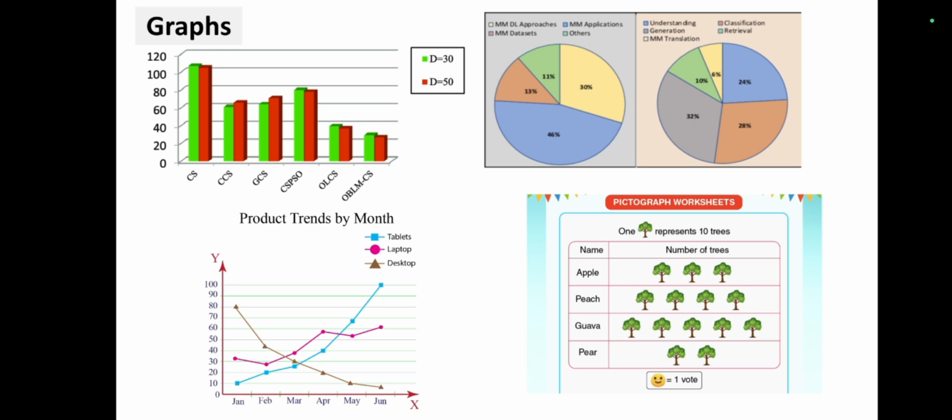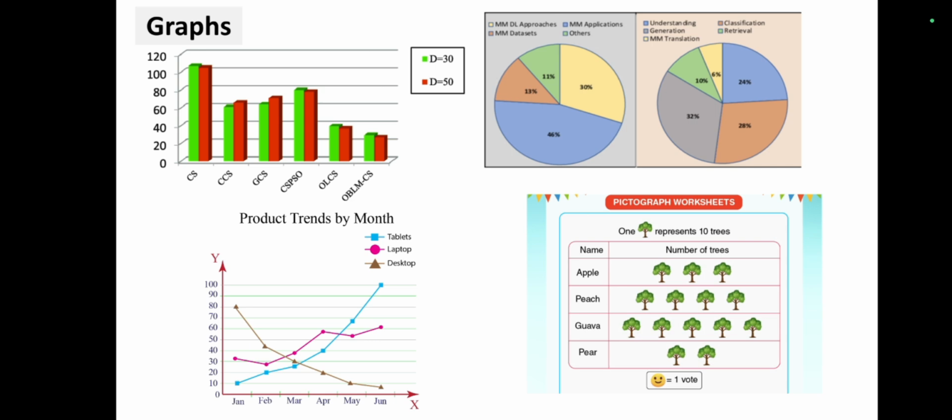O ganun din dito sa isang product trends by month. Yung blue is the tablet, blue, tapos may box. Yung laptop is purple, I think. Purple ba? Ay, pink pala, pink. Sorry. Pink laptop na may circle, and then yung brown is the desktop na may triangle.